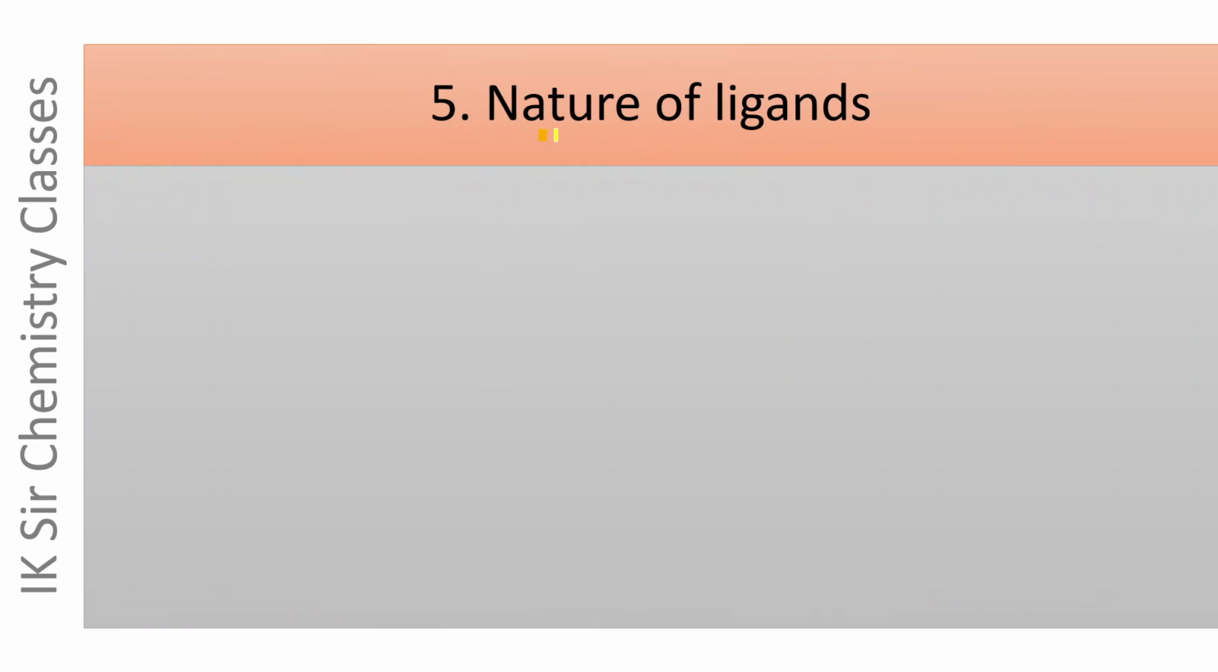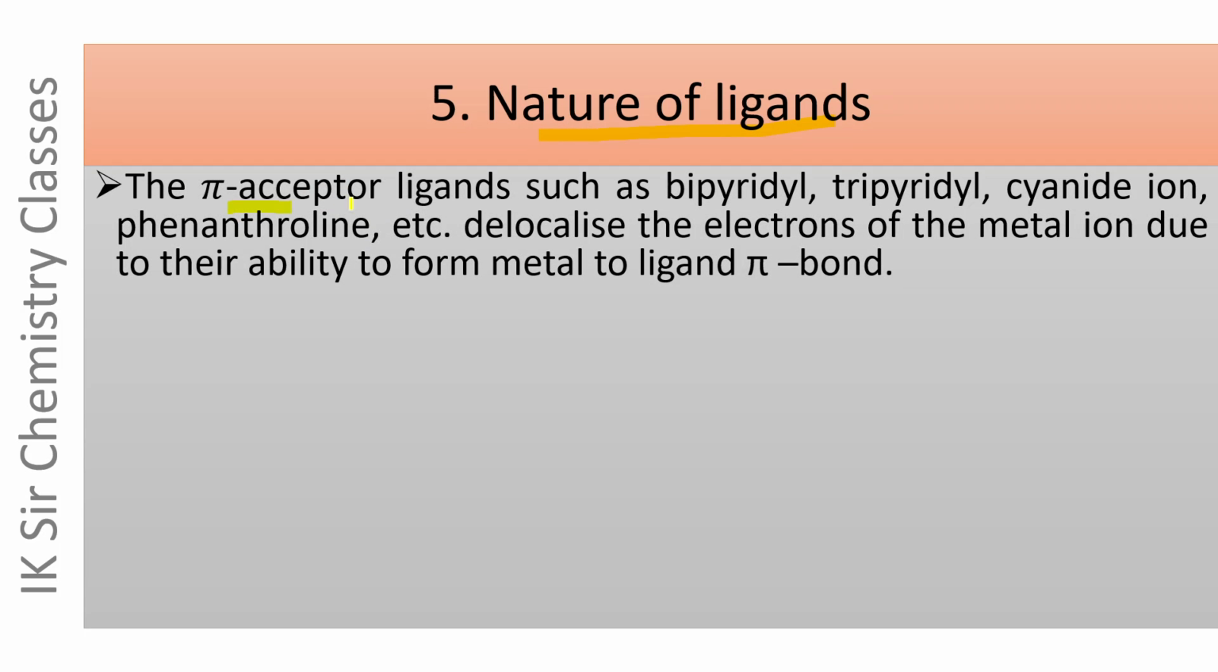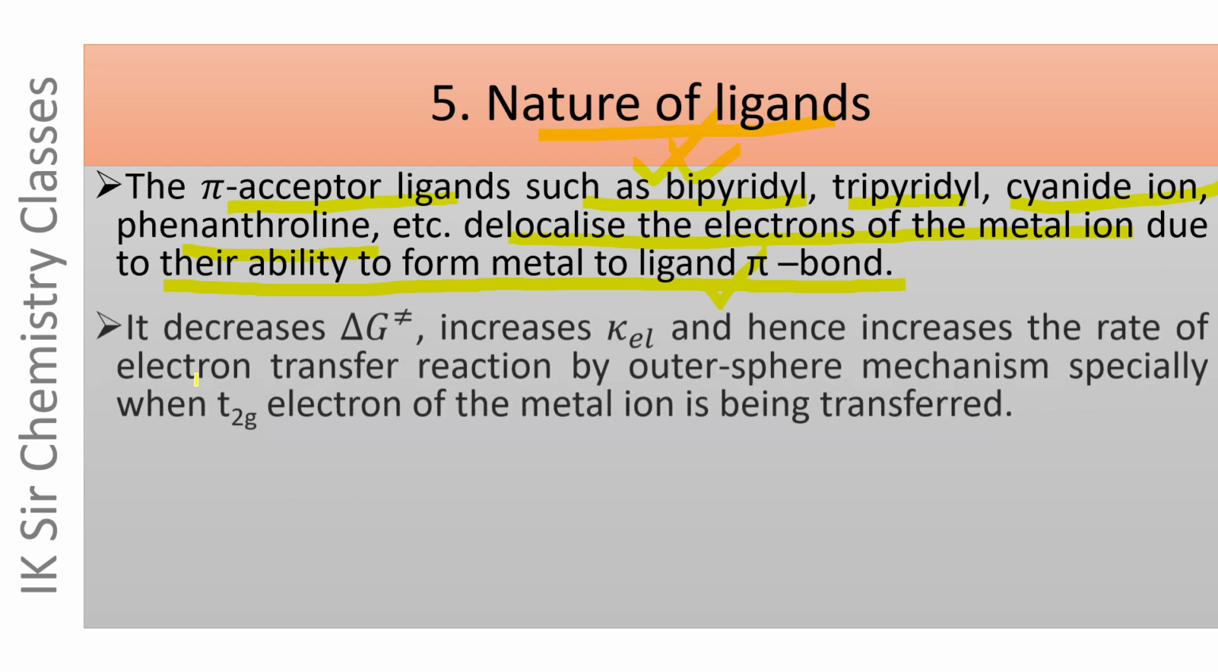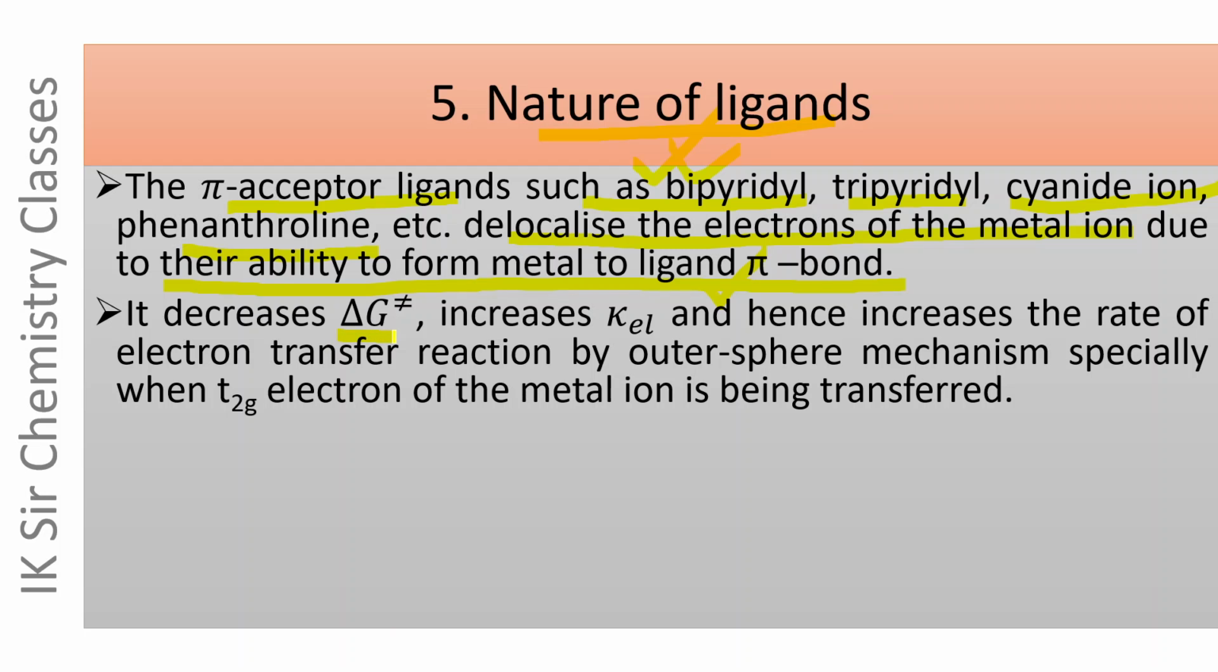And the last factor is nature of ligands. The pi acceptor ligands such as bipyridyl, tripyridyl, cyanide ion, phenanthrene, etc. delocalize the electrons of the metal ion due to their ability to form metal to ligand pi bond. These pi acceptor ligands can delocalize the electron of metal ion to a greater extent due to their ability to form metal to ligand pi bond. It decreases delta GH, increases electron transmission coefficient kappa EL, and hence increases the rate of electron transfer reaction by outer sphere mechanism, especially when T2G electron of metal ion is being transferred.